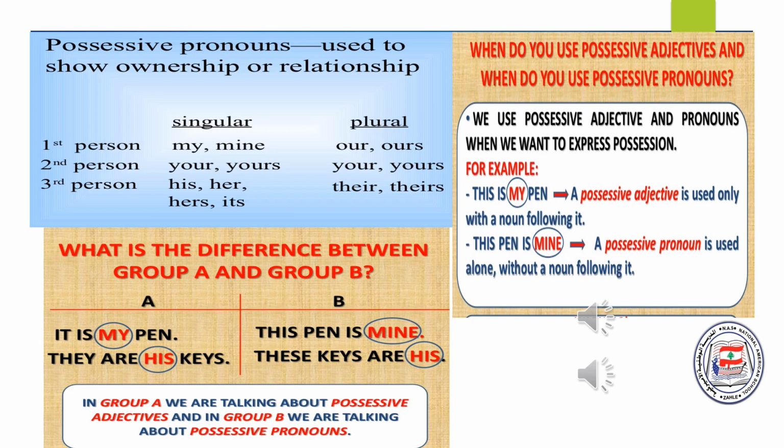Let's see this example together to differentiate between Group A and Group B. It is my pen. They are his keys. This pen is mine. These keys are his. In Group A, we are talking about possessive adjectives. And in Group B, we are talking about possessive pronouns. And as you see, possessive adjectives are followed by nouns and possessive pronouns are not followed by nouns.